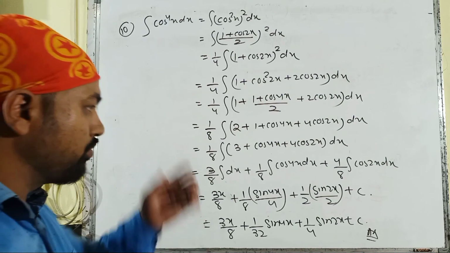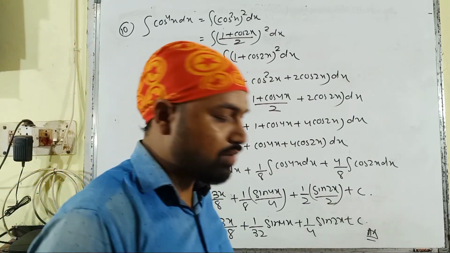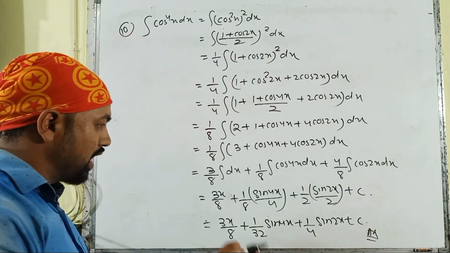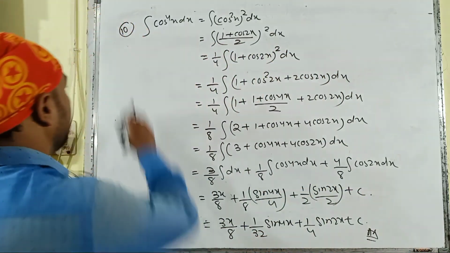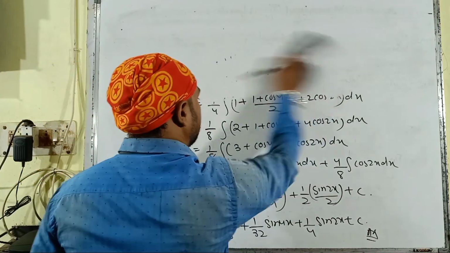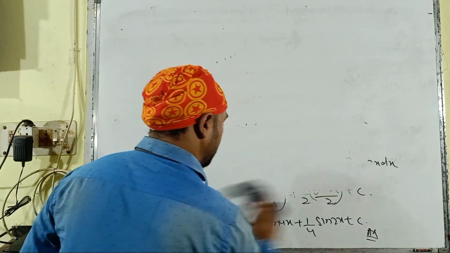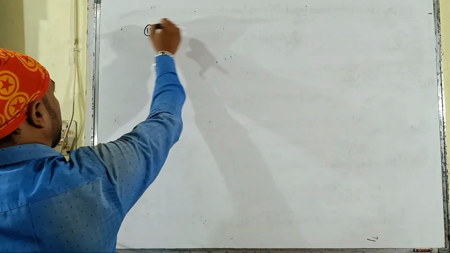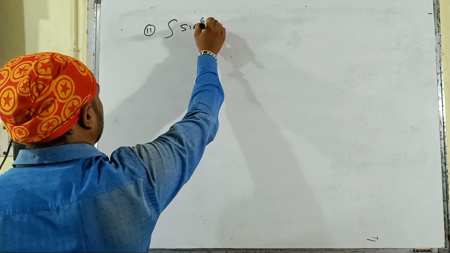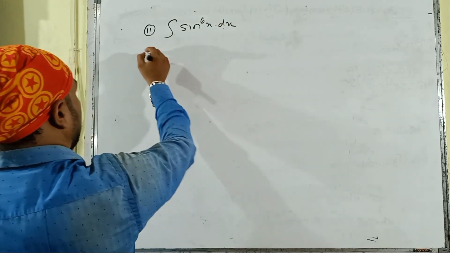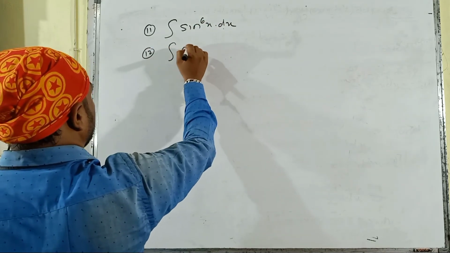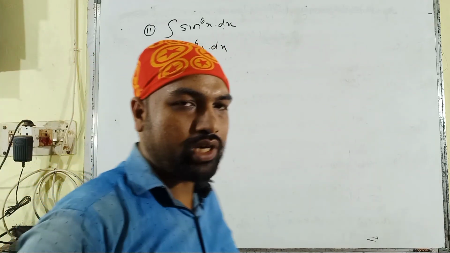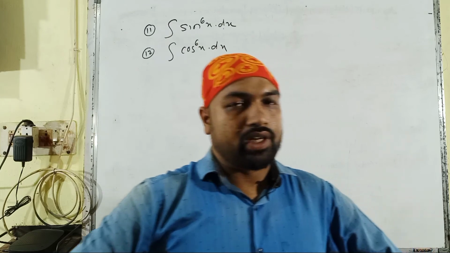So these are some of the problems based upon type 3 and type 4 of the integration of some more trigonometric functions. Now let us have some tasks for you. Problem number 11 is the integral of sin to the power 6 x dx, and number 12 is cos to the power 6 x dx. Just use the appropriate procedure and then get the answer for the given tasks.